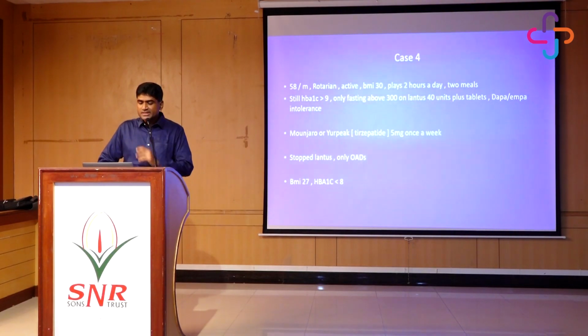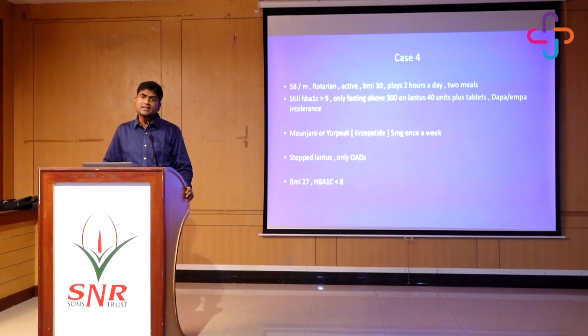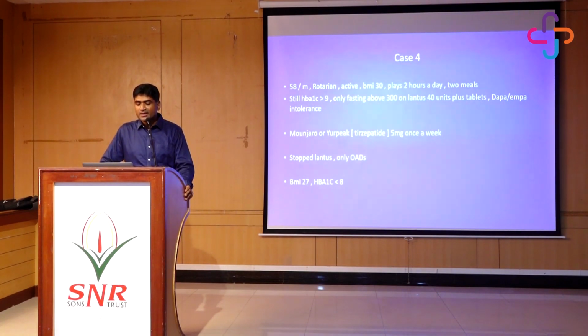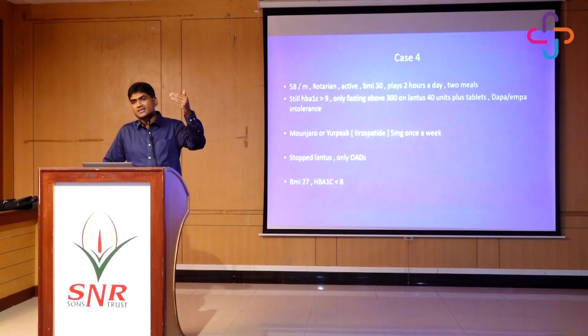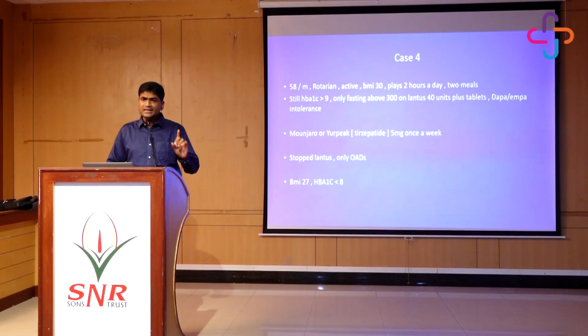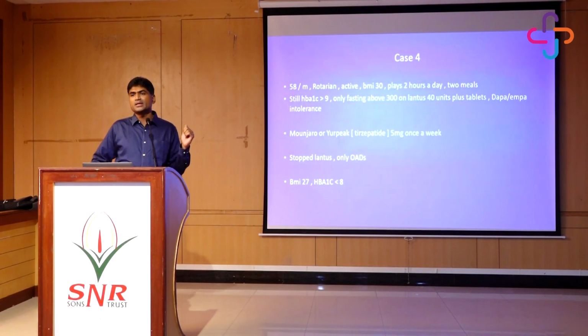So a 60-year-old male, very active person, a Rotarian with moderate obesity, plays 2 hours a day, 2 meals, still HbA1c of more than 9. Fasting above 300 always, Lantus 40 units plus tablets. Again, DAPA, EMPA intolerance. I started Mounjaro. Another company is buying from them and selling it. Cipla is an Indian company. What they do is they buy from them and start selling it. So 5 milligram once a week. We have stopped the Lantus, only on OADs. The HbA1c is less than 8. His weight has reduced dramatically by 7 to 8 kg in 2 to 3 months.